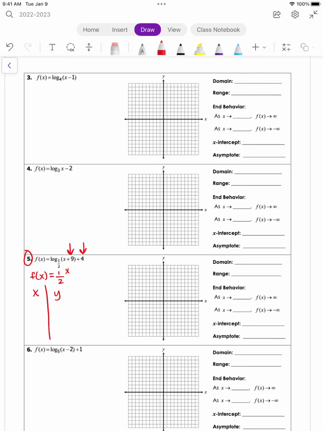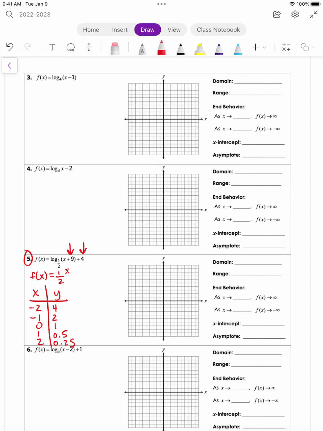Okay, so I'm building my table. I'm always using these numbers, -2, -1, 0, 1, and 2. And then the y values are going to be 4, 2, 1, 0.5, 0.25.